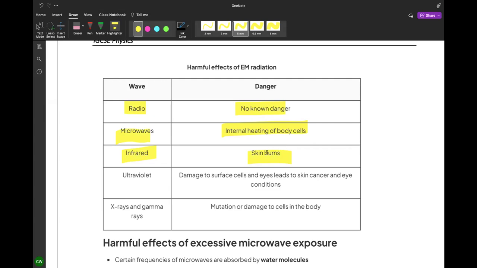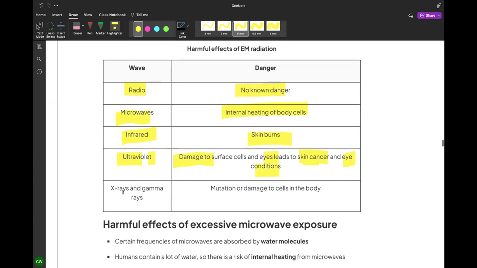Sunburn. Ultraviolet will cause skin cancer. That's why you need to apply lotion to protect your body, otherwise your eyes can go blind and you get skin cancer. X-ray and gamma ray cause mutation. Mutation means cell mutation, damage of the cells in the body.